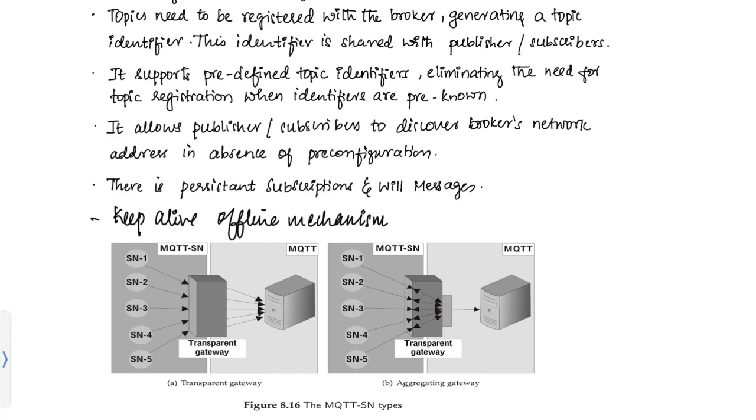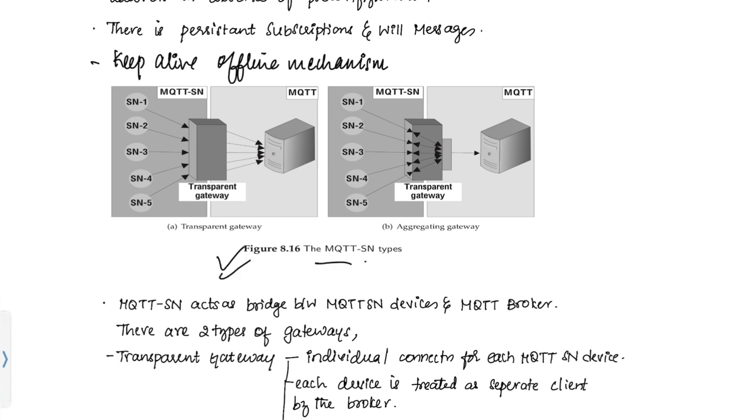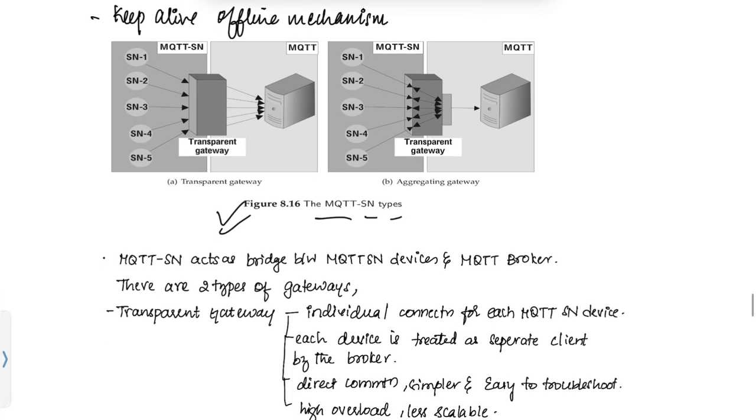Looking at this figure, the MQTT-SN types. MQTT-SN acts as a bridge between the MQTT-SN devices and the MQTT broker. So we know it acts as a central device. There are two types of gateways here. The first one is the transparent gateway. So here we have the transparent gateway.